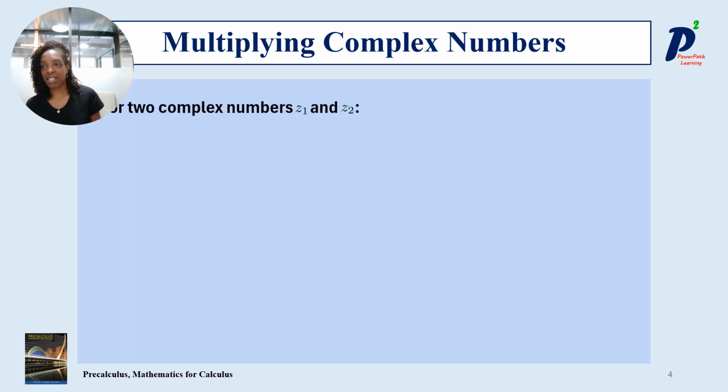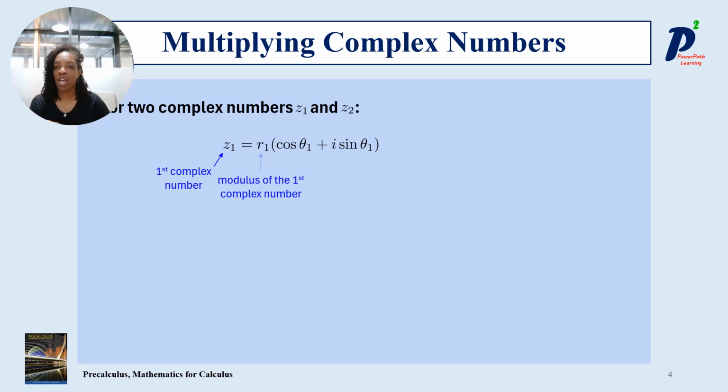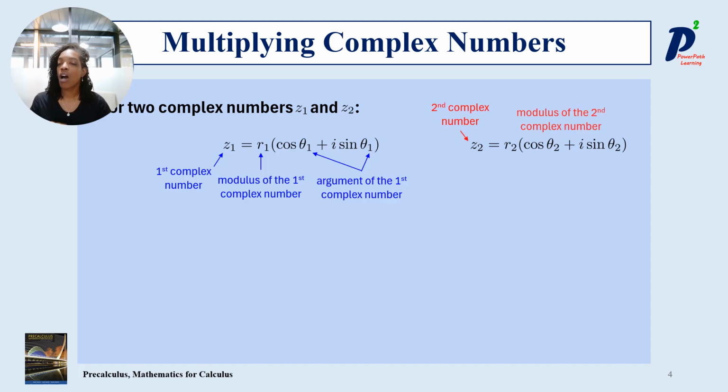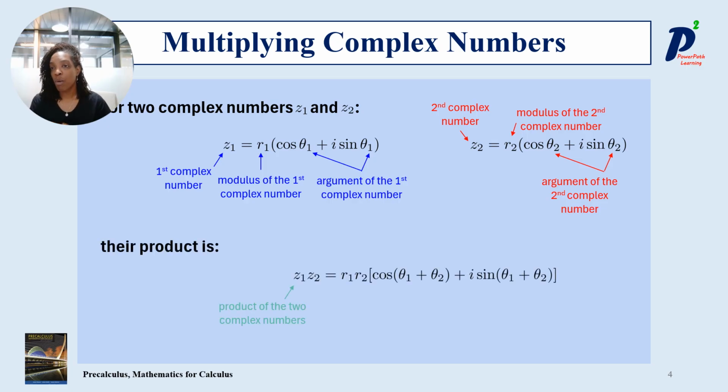For any two complex numbers, we find their product by applying a formula. Suppose we have our first complex number, z1, with a modulus of r1 and an argument of theta 1. And then we have z2, our second complex number, with a modulus of r2 and an argument of theta 2. To multiply these two, we multiply the moduli and then add the arguments and find the cosine and sine of each.